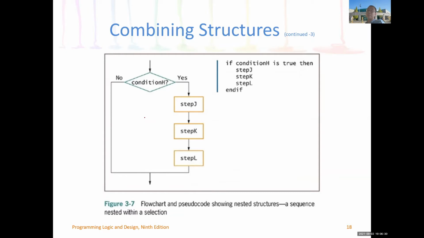Okay, so here's the example of the combining structure. You see, this one is everything in a sequence. The sequence structure is nested into the selection structure here. Right? The nested structure, a sequence, is nested within the selection.